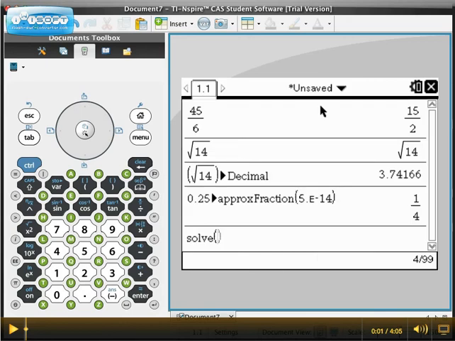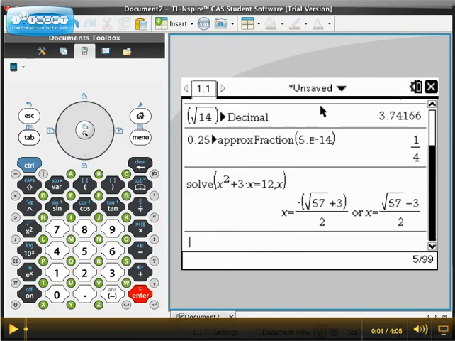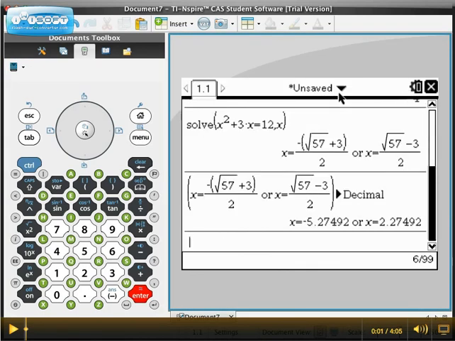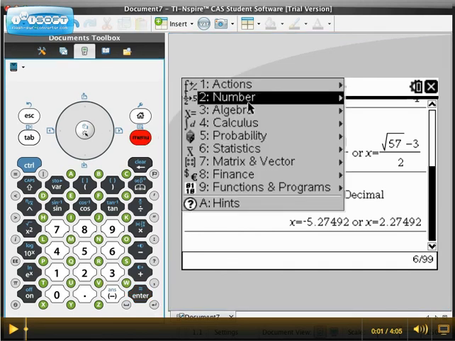So if you type in solve or pick solve from the menu and then put in your equation, let's say x squared plus 3x equals 12. You put in your function, then you hit comma, and whatever you're trying to solve for, so that's x, and then hit enter, it'll solve it for you. And then again, if you need, you can have it convert that to a decimal, and there's your answers, okay? And then it does a lot of other really cool stuff with algebra too.